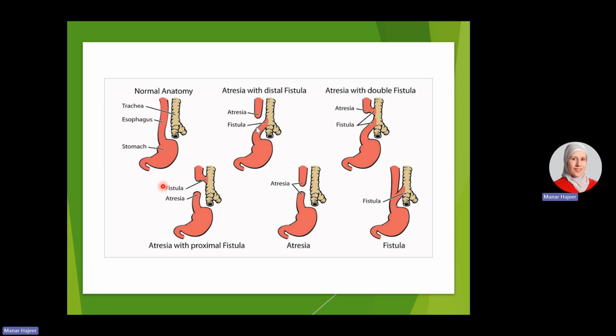Here we have an atresia. This white color here means that this part is non-canalized. This is the proximal pouch, and this is the distal pouch, which is connected by a fistula to the trachea. The second scenario, in which you have both proximal and distal fistulas from the proximal part and the distal part. Here you have a fistula connecting just the proximal pouch to the trachea, and here we have an atresia without fistula, and here we have a fistula without atresia.